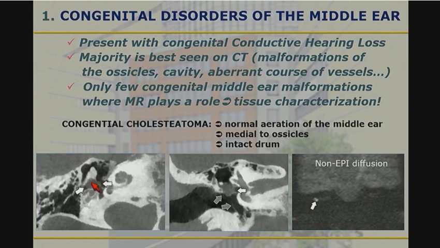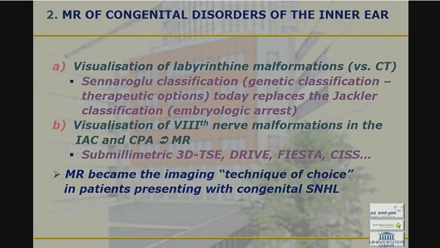You will now and then find in a normal aerated ear with a normal drum, a nodule. And when this nodule is medial to the ossicles, that's not an acquired cholesteatoma. Then you are dealing with a congenital cholesteatoma. The best way to characterize it, just use non-EPI MR, and that will give you a high signal. I will come back to that. That proves it's a congenital cholesteatoma. It's there from the beginning, embryologically, skin in the wrong place.